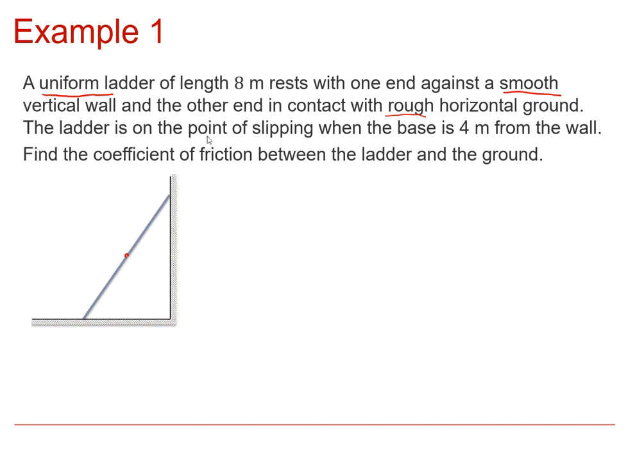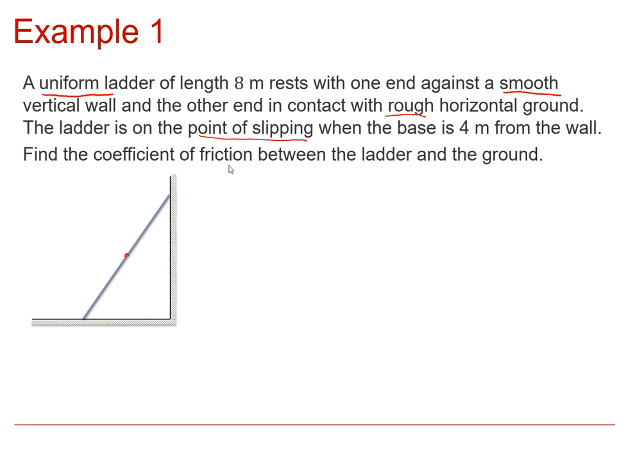And it also says the ladder is on the point of slipping, and that's also crucial for this question because it means that that friction will be limiting friction, and it will be at its maximum value, F max, which will be mu R. Now it says the base is 4 meters from the wall, and it wants us to calculate the coefficient of friction between the ladder and the ground.